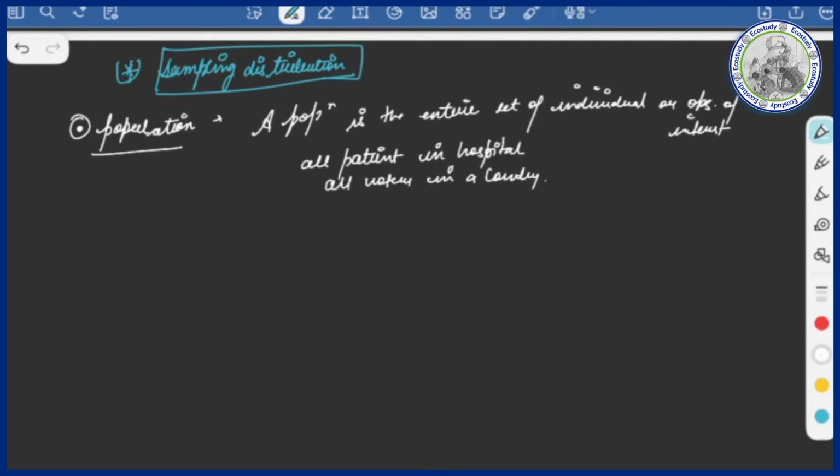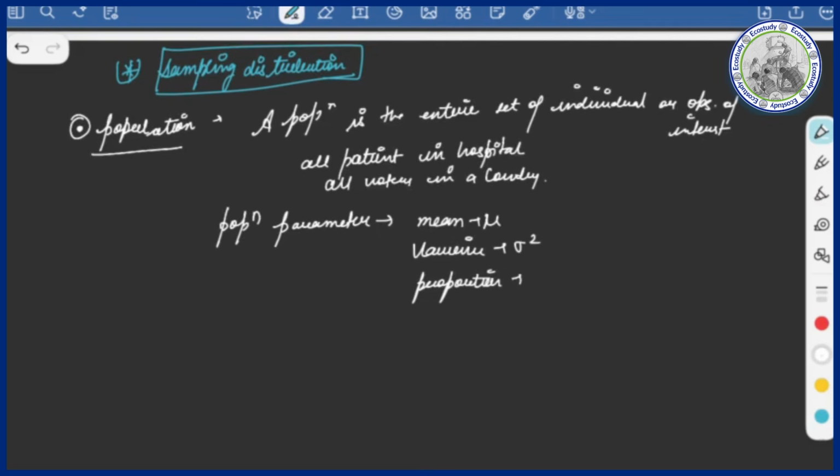And what are the population parameters that are important in today's sampling distribution? Population parameters will be the mean, for which we use mu; the population variance, for which we use sigma square; and for proportion we use P.